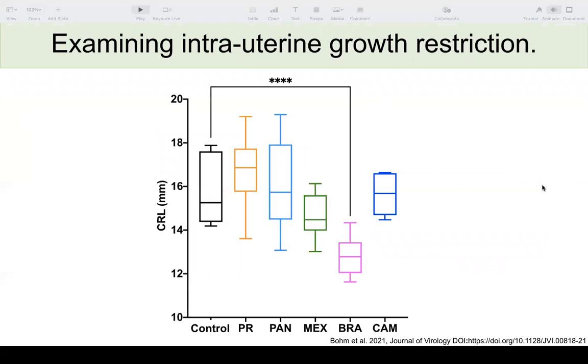We also assessed intrauterine growth restriction or fetus size. We saw that normal fetuses from Zika Brazil infected mice were significantly smaller than those infected with other Zika strains. This was unique to Zika Brazil and was not seen in the similarly pathogenic Cambodia group.